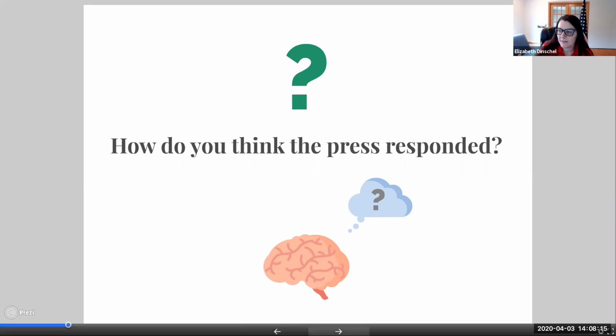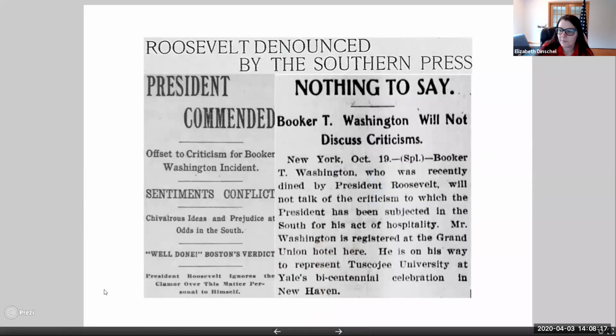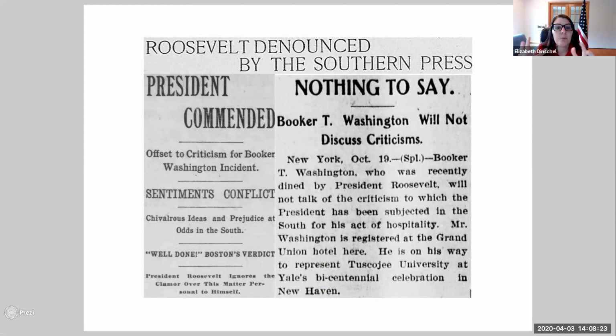So let's see. Yes, the press sunk their teeth into this story. Letters poured into the White House, and Booker T. Washington was stalked on the campus of the Tuskegee Institute. He also had his life threatened, and there was a hit put out for him.